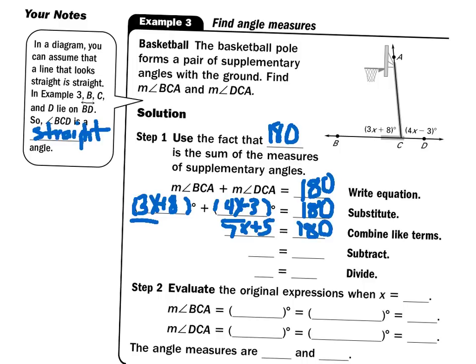We're going to subtract 5 from both sides to get 7x equals 175. Divided by 7, and we get x is 25.